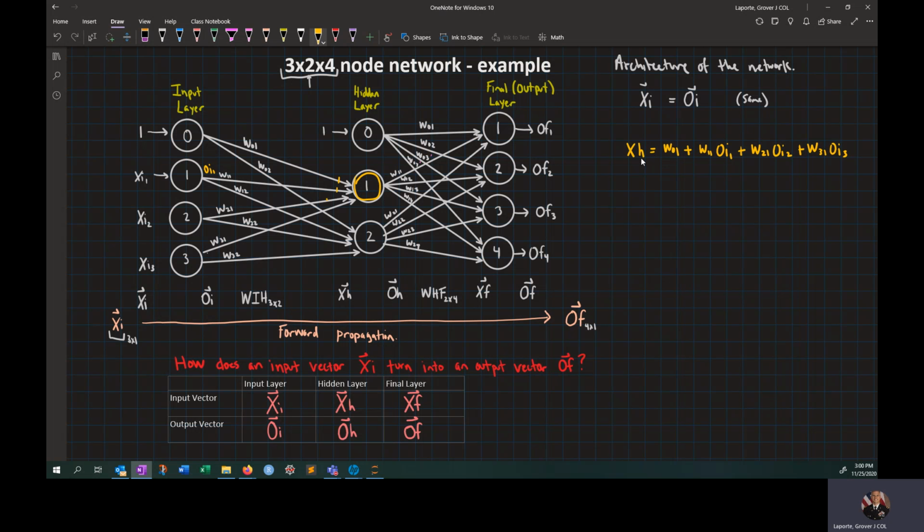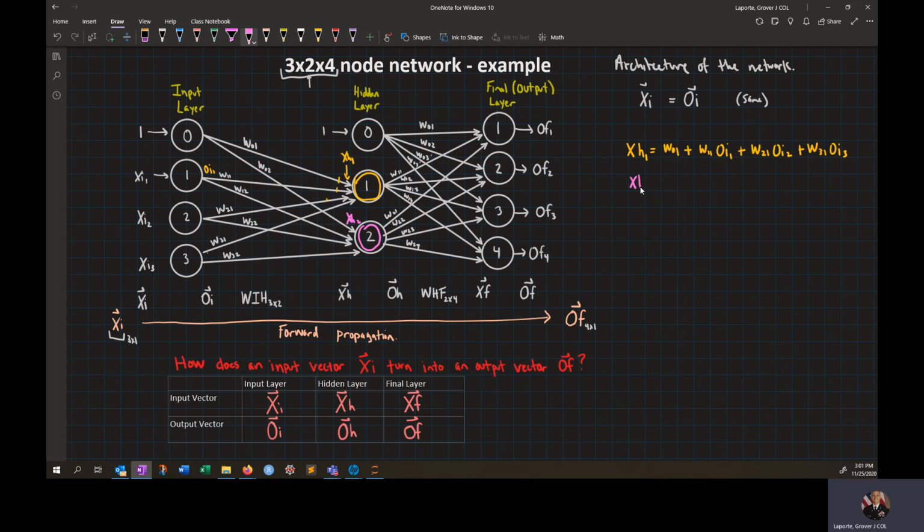That's how you get XH1, because that's the number going in right here. So we'll call it XH1. And then the number that's going into this other node, let me use a different color just so we can differentiate between the two. I like this pink. So XH2 is the number that's going into this node, and I will circle it with pink.